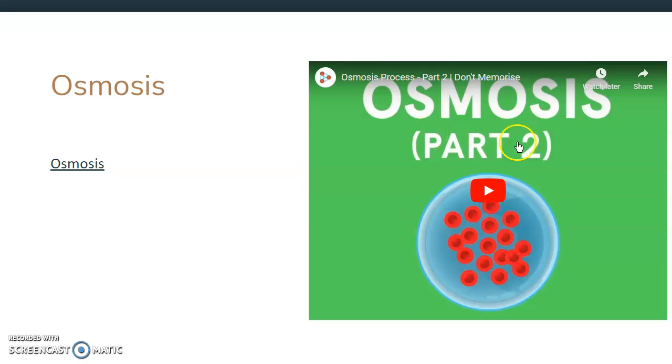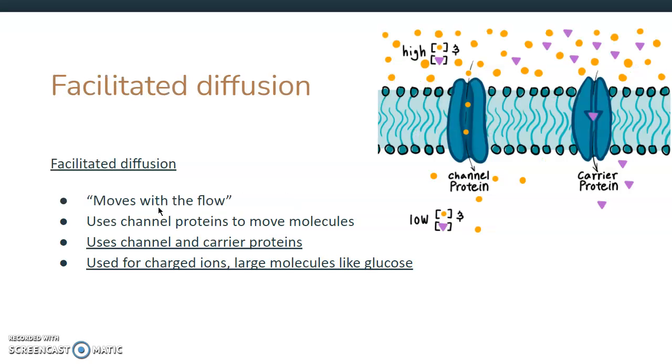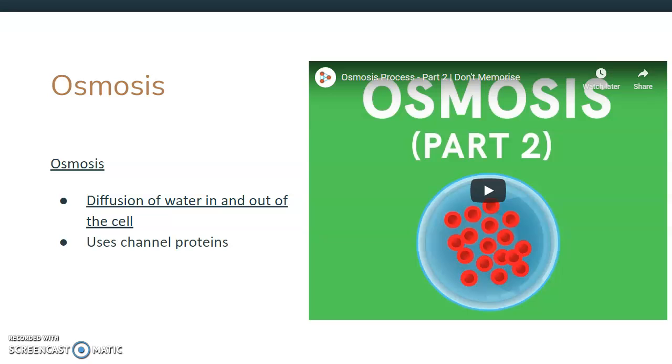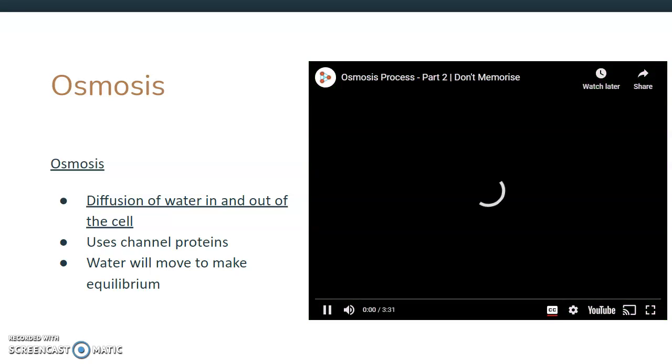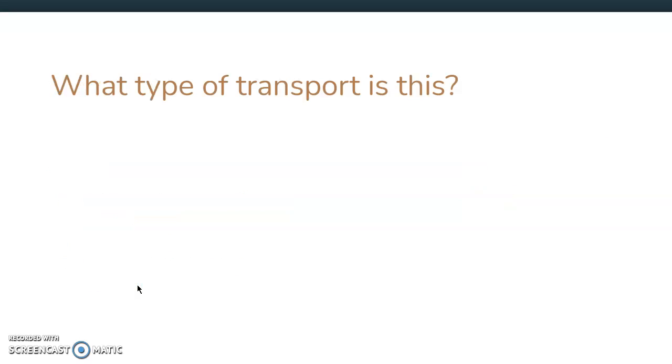Finally, we have osmosis. This is a really good video for explaining osmosis, but the few things I'm going to mention on it now is that osmosis is the diffusion of water in and out of the cell. So it's a type of facilitated diffusion, and it uses channel proteins. And just like any other nutrients, our water will move back and forth to create an equilibrium, or have everything equal on either side. So we want the same amount of water inside as outside.